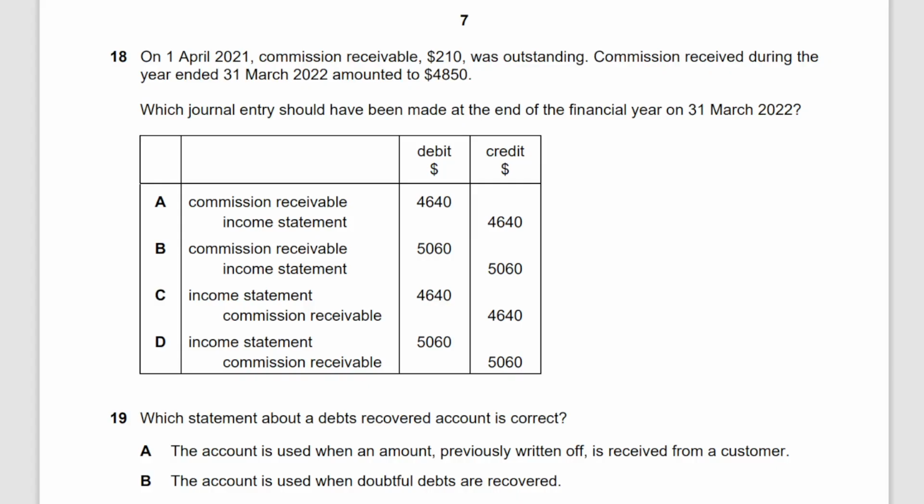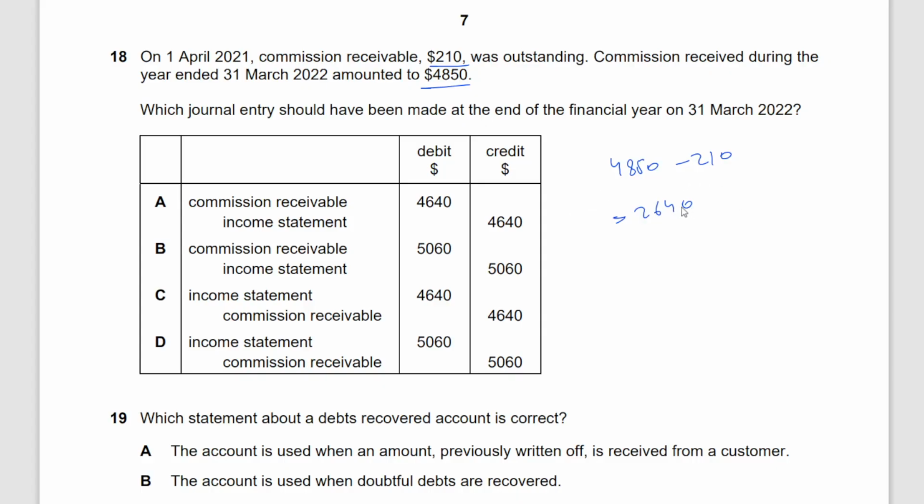Question number 18. On 1st April 2021, commission receivable of 210 was outstanding. Commission received during the year was 4850. Which journal entry should have been made at the end of the year? The point is, what belongs to the current year? So you see, in the beginning, 210 was outstanding, unpaid. When we got the payment, out of the payment, 210 must belong to the last year. Out of the 4850 we received, 210 does not belong. It belongs to the last year. So when we subtract 4850 minus 210, we get 2640.